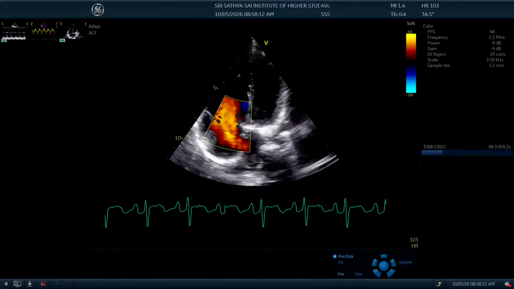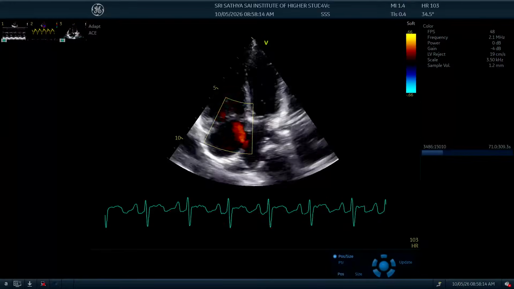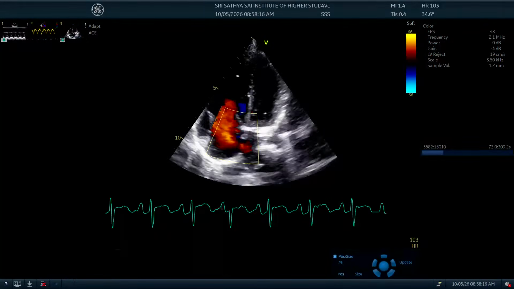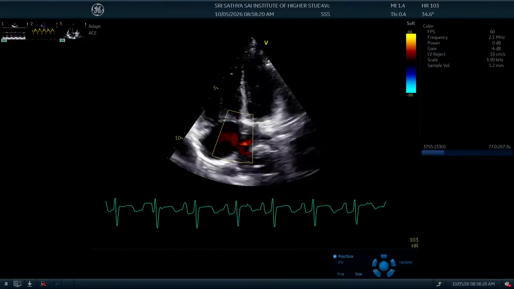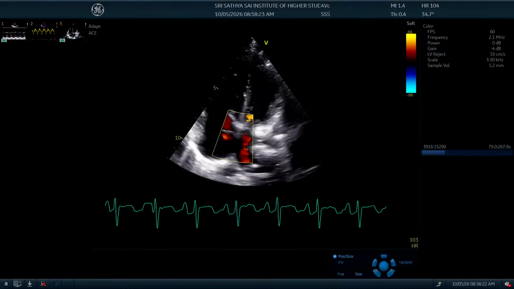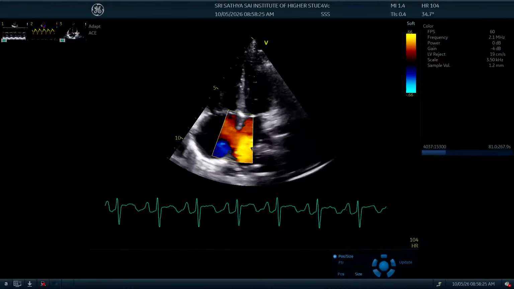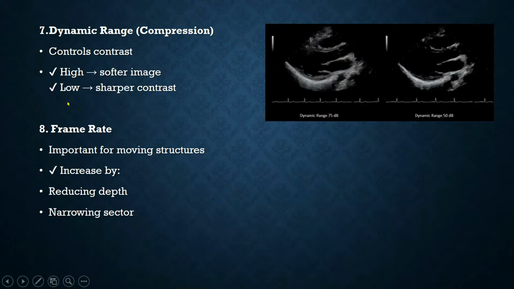As Sir told, the box size controls the processing, where a small box size increases the frame rate and gives better real-time imaging. The other thing is dynamic range. Dynamic range manages the gray shades displayed on the screen. With high dynamic range, there are more shades of gray, resulting in a softer image. With low dynamic range, we have few gray shades and a more black or white image.